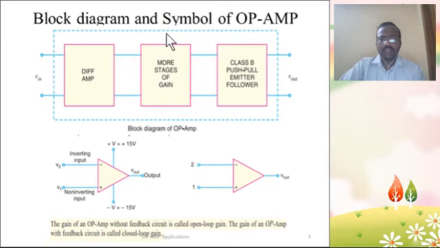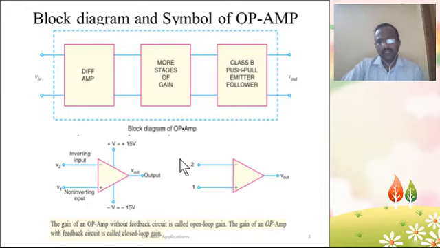So this is a block diagram of the op-amp. This is the input voltage, the applied input voltage. V0 represents the output voltage. This is the first stage, which consists of the differential amplifier stage. The second stage is the gain stage of the amplifier, and the last stage is the emitter follower circuit.